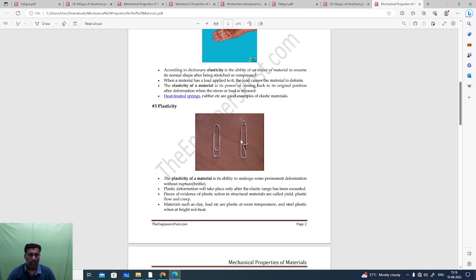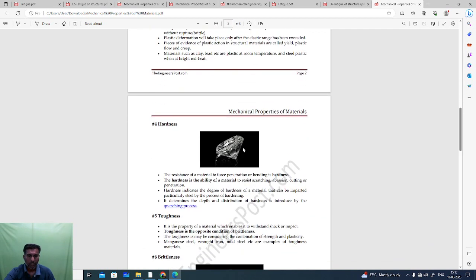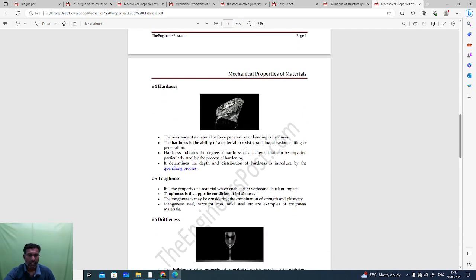The pieces of evidence of plastic action in structural materials are called yield, plastic flow, or creep. Creep is also one of the plasticity effects, and that is also a failure case. Materials such as clay, lead, etc. are plastic at room temperature, and steel is plastic at bright red heat. These are all plasticity. Next one is hardness.